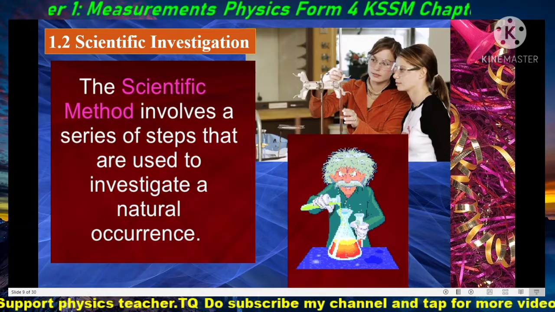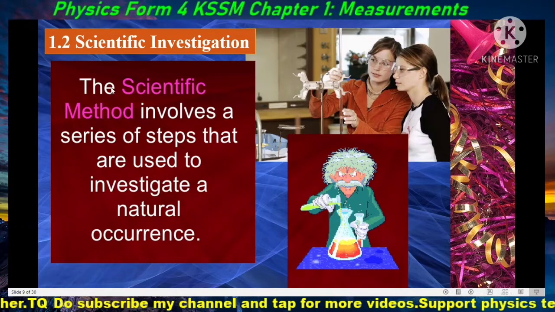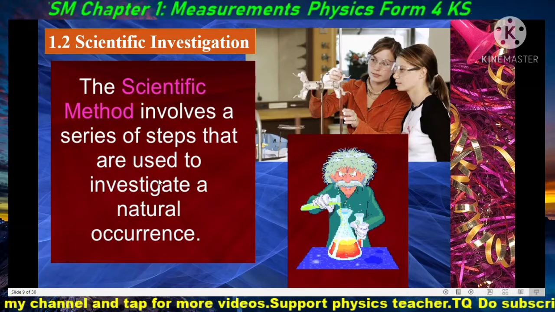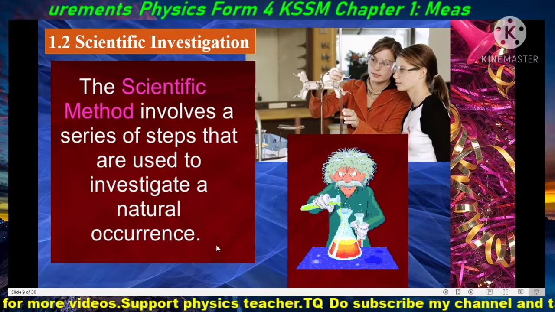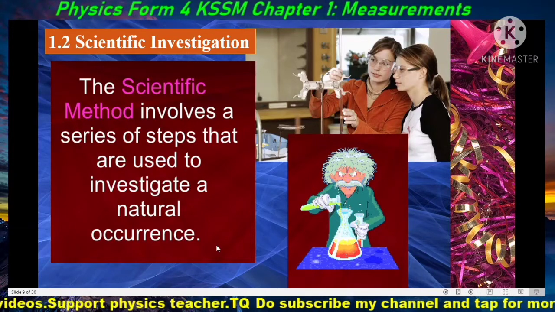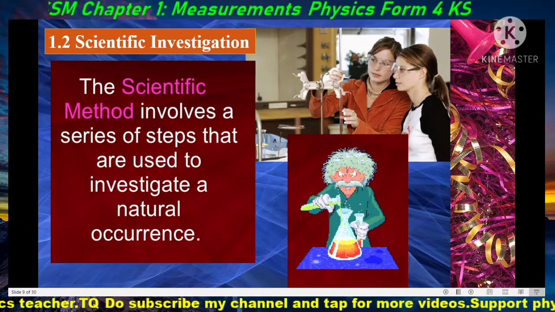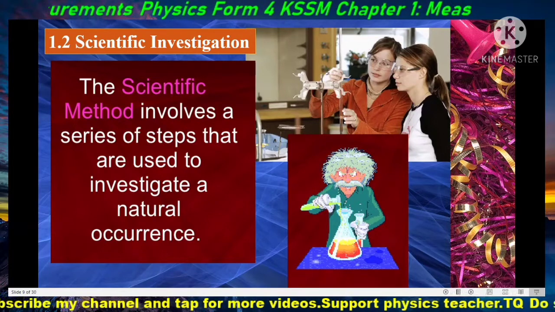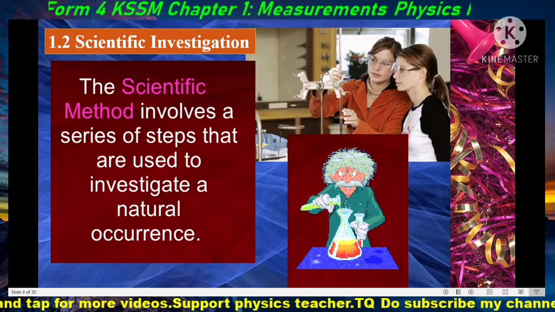Okay? Scientific investigation involves the scientific method. The scientific method involves a series of steps that are used to investigate a natural occurrence. Things that happen around us sometimes will cause some questions to arise. In order to get the answer to the question, we need to carry out an experiment. Okay, that's what scientists do.